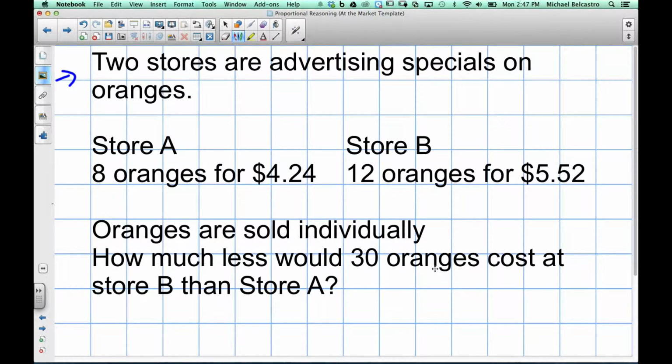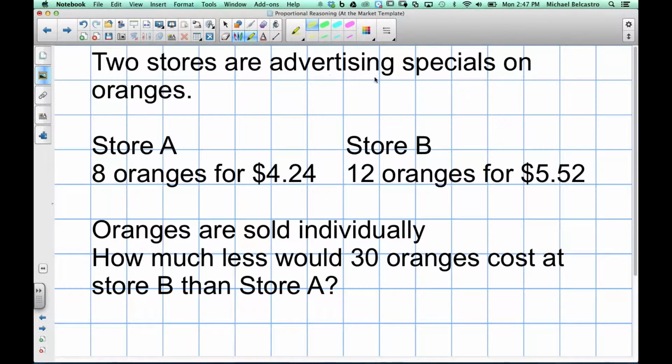We'll read through it once, and then we'll highlight what is important. Two stores are advertising specials on oranges. Store A has this price, store B has this price. Oranges are sold individually. How much less would 30 oranges cost at store B than store A? Okay, so this is a more difficult type question. Let's highlight what we think is important to start.